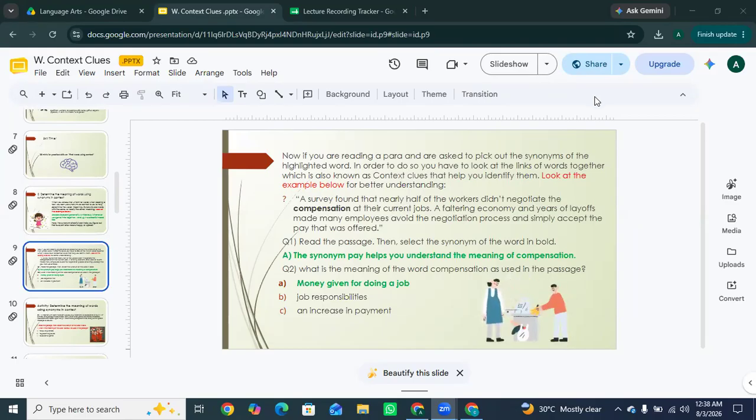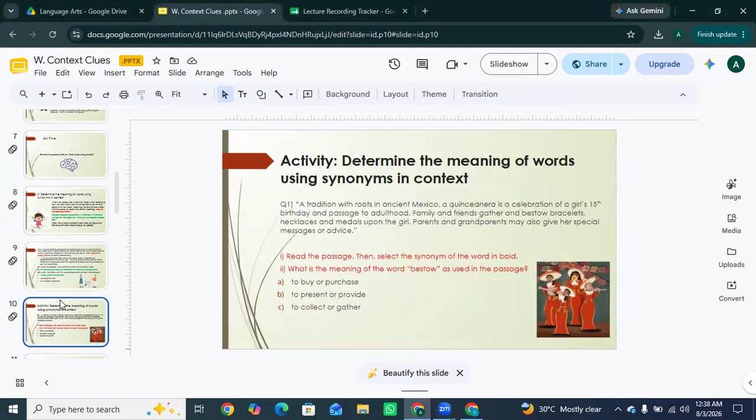What is the meaning of the word compensation as used in the passage? Money given for doing a job. Here we have the next question. Determine the meaning of the words using synonyms in the clues. Here we have another question.